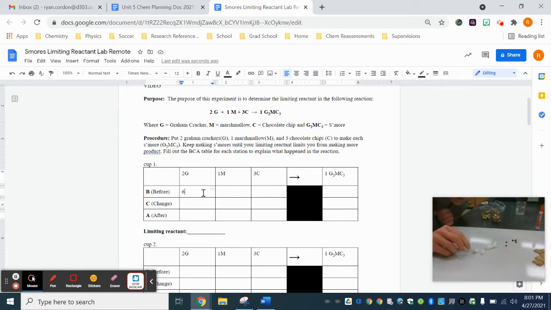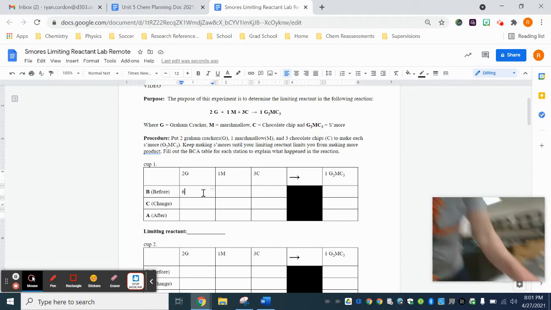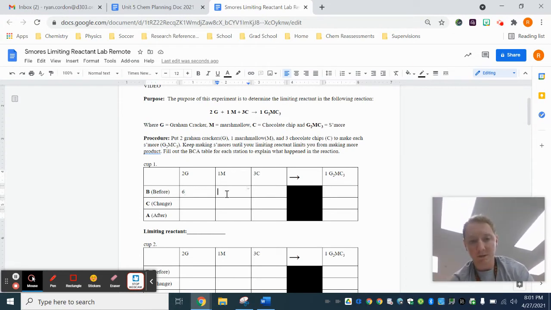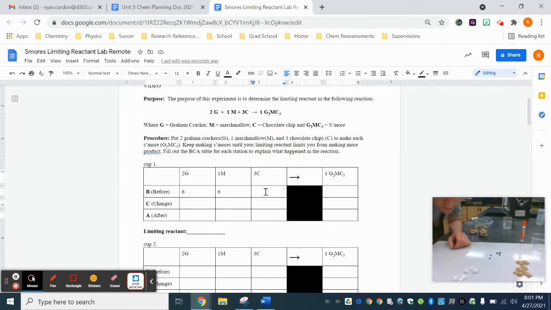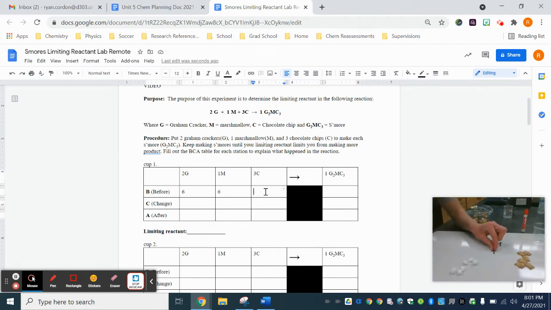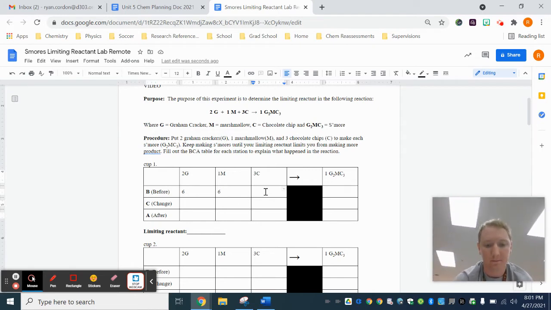For marshmallows, we had 1, 2, 3, 4, 5, 6. So we had 6 marshmallows to start off. Again, before we made any s'mores, these are the values that we have. And for chocolate chips, 1, 2, 3, 4, 5, 6. So we actually have 6 again. Okay, so before the reaction starts, we have 6 of each reactant.